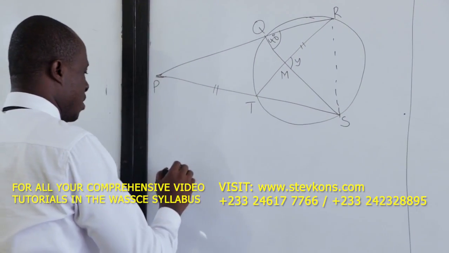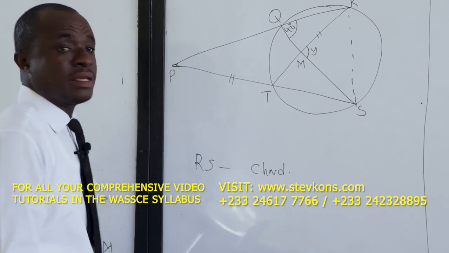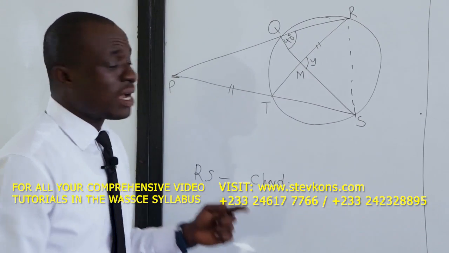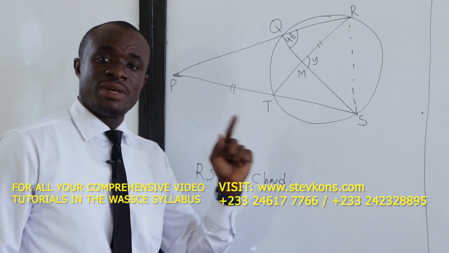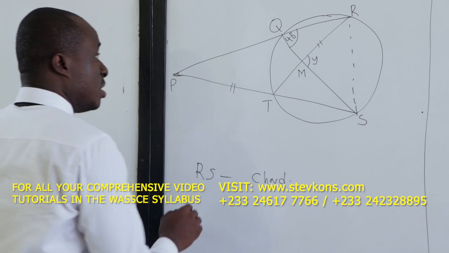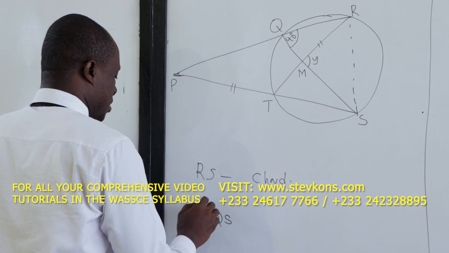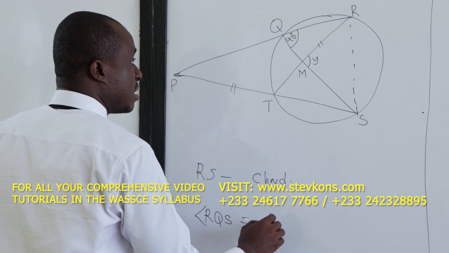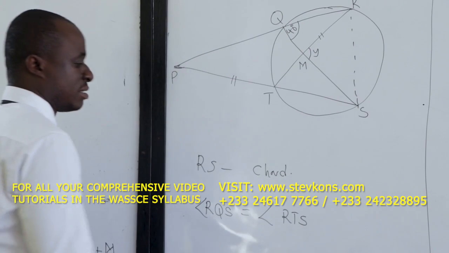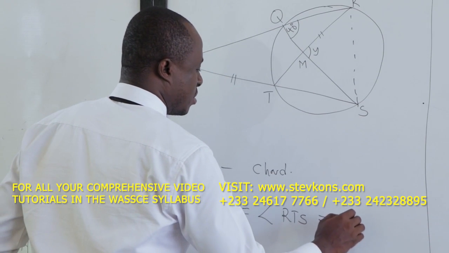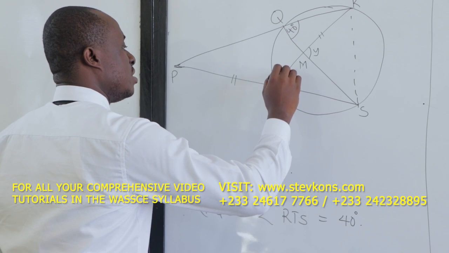RS is a chord. And because RS is a chord, what can we see? The angles a chord subtends at the circumference in the same segment are equal. So this implies that angle RQS is the same as angle RTS, and this is the same as 40 degrees.